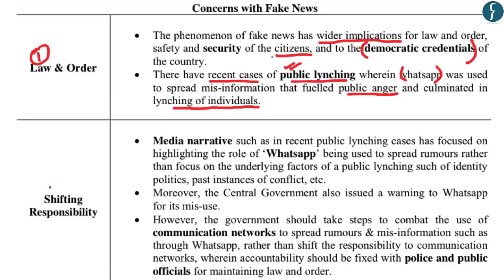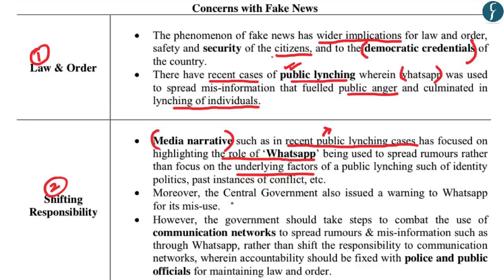Now, the second concern with regard to fake news is of shifting responsibility. As you might be aware of the recent public lynching cases, what happened in these cases is that the media narrative highlighted the role of WhatsApp, which is a communication network, while this media narrative did not focus on the underlying factors such as identity politics, past instances of conflict between the groups, or the underlying factors that caused public lynching.